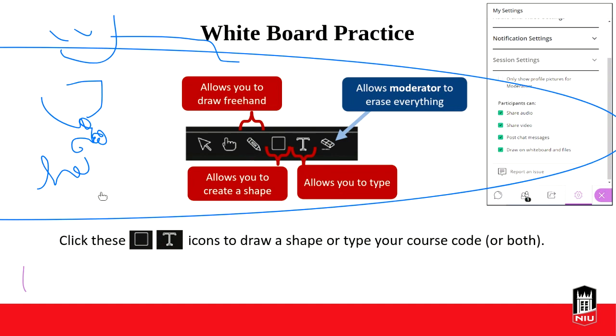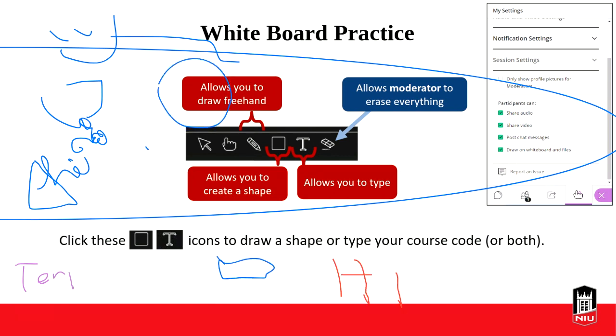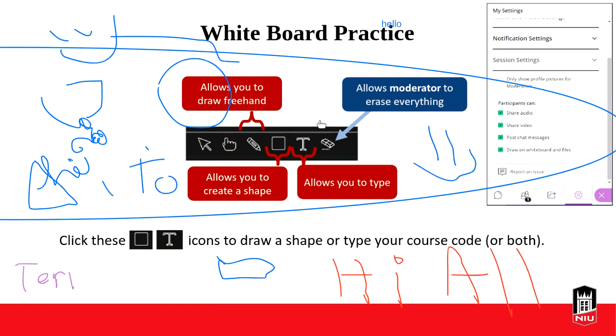A lot of folks want to know, hey, can I control that? Because this is something that can happen on every slide, and yes, you can control it. You can turn this off. You go to the gear symbol right here, and you can turn it off while you are in session. This also allows the moderator to erase everything. You guys don't see that one, but I've got a little eraser button.